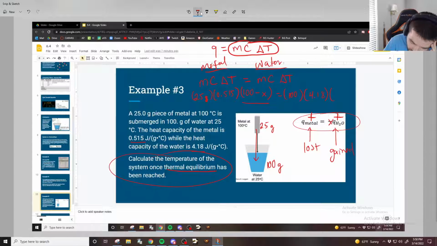I want to write my delta T on the water side so that it is a positive value, okay? I know that the water is going to heat up. It started at 25, it's going to go up to x, whatever that thermal equilibrium temperature is. x is bigger than 25. So I'm going to write it like this, x minus 25. That's going to ensure that this is a positive value, okay? So I'm going to have a positive entity on the left, a positive entity on the right, and this is going to work, okay? I've got a big long equation here, but I've got x here.